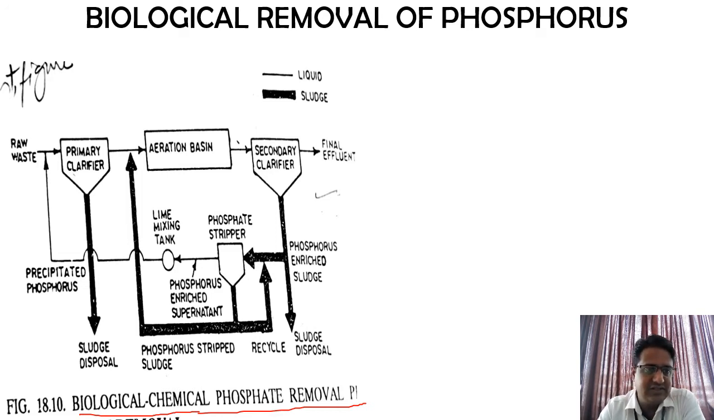First, this is our raw waste which is coming up. Then we have a primary clarifier, then an aeration tank, then a secondary clarifier. Clarifiers are nothing but your settling tanks. The raw wastewater enters the primary clarifier, where we get the sludge, and the supernatant liquid on top will be transferred to the aeration tank.